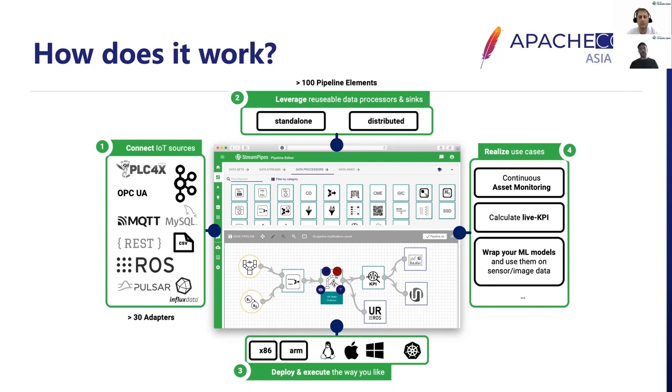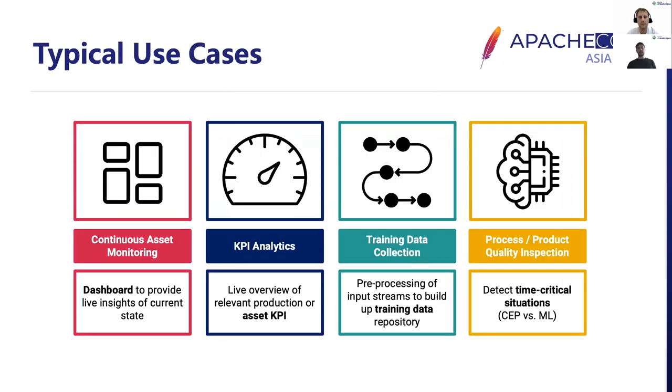And lastly, what's the purpose of doing all this? It's because we want to realize certain use cases. And for that, I'd like to switch over to the next slide to talk about them a little bit more in detail. What we experience from the community and from our daily work with the tool is that typical use cases can be classified into these four categories right now. At first, there's a use case which is about continuous asset monitoring.